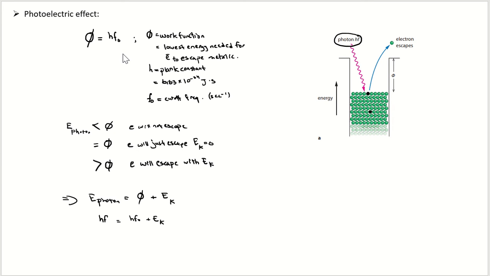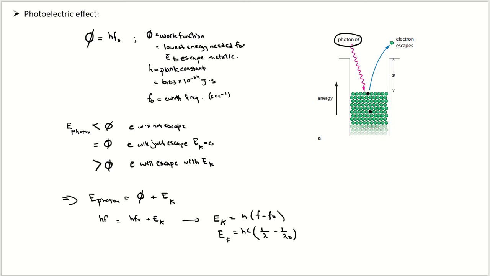So I can write the kinetic energy as h(f minus f naught). I brought the work function to the other side and I have taken h as common. Or even you can write f in terms of c over lambda. Sometimes you are given the lambda, so you can directly substitute it into this equation. So this is the kinetic energy of the escaped electron.